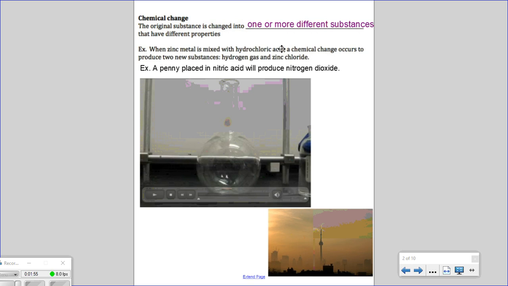For example, a penny placed in nitric acid would produce a compound called nitrogen dioxide. That penny is mostly copper. And everyone's seen nitrogen dioxide. This is the kind of brownish, hazy stuff that you see in the skyline. That is a byproduct of our pollution.